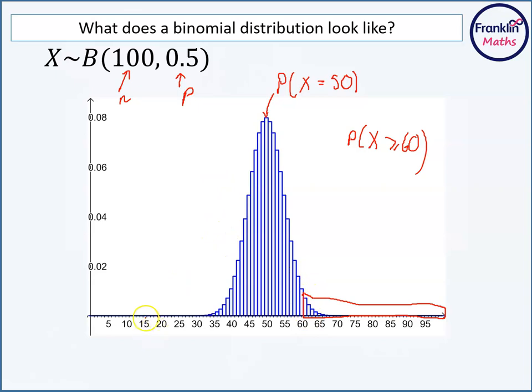Now this particular distribution is quite nice. It's nice and symmetrical. It does sort of curve off quite nicely. We'll certainly look at this in the second year videos. However, I want to show you some other ones. So I'm just going to pause the video a second and show you some other ones.